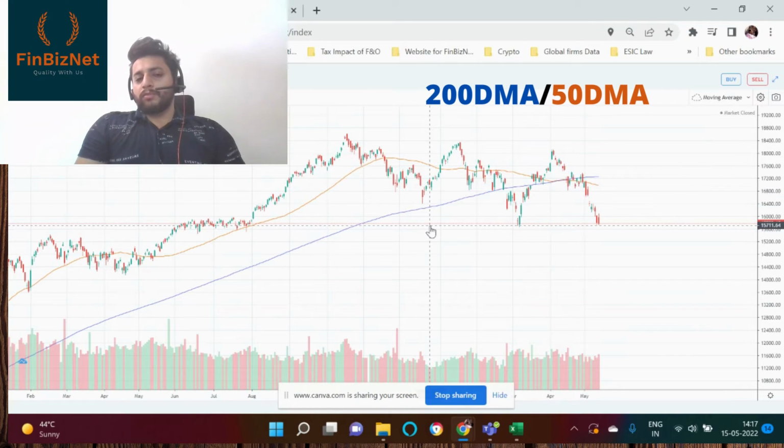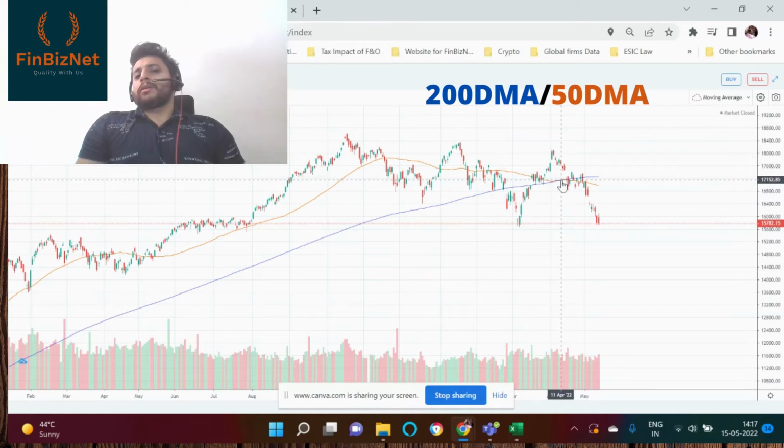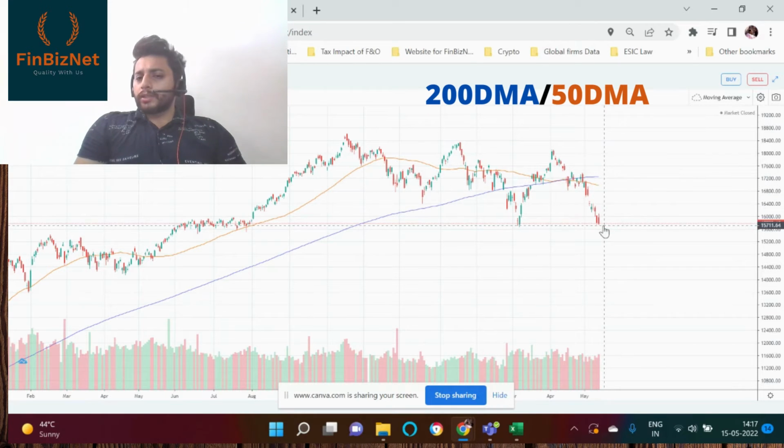So what does it mean when the 50 DMA is above the 200 DMA and it now goes below the 200 DMA? Then there is a confirmation that Nifty is in a bearish trend, right? And Nifty is also trading at a level which we can say is a support level of the previous low, which was made somewhere in the March month.